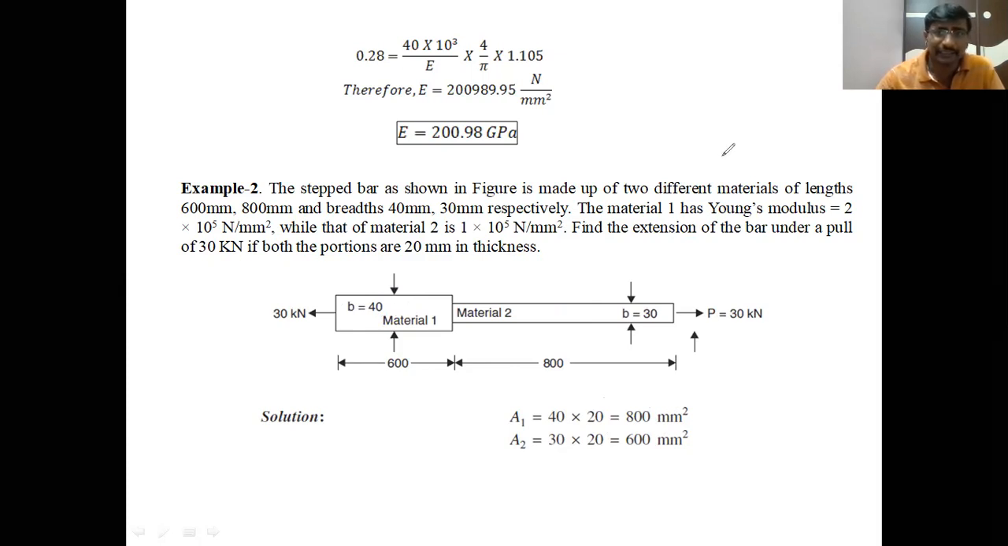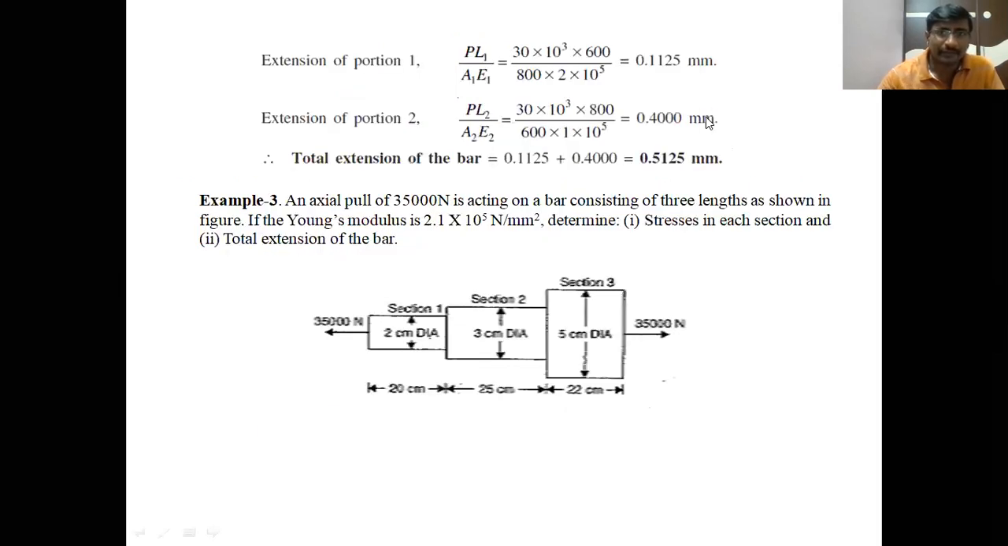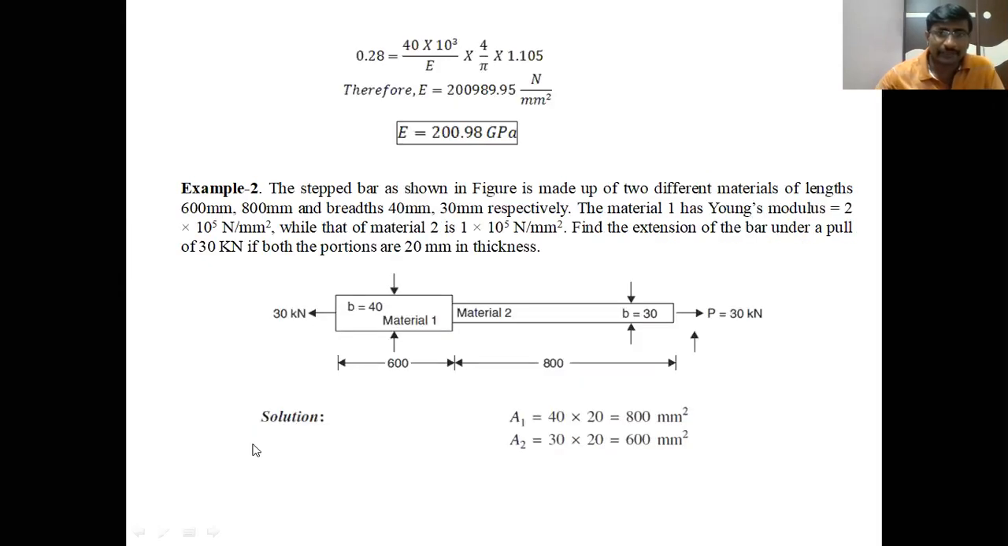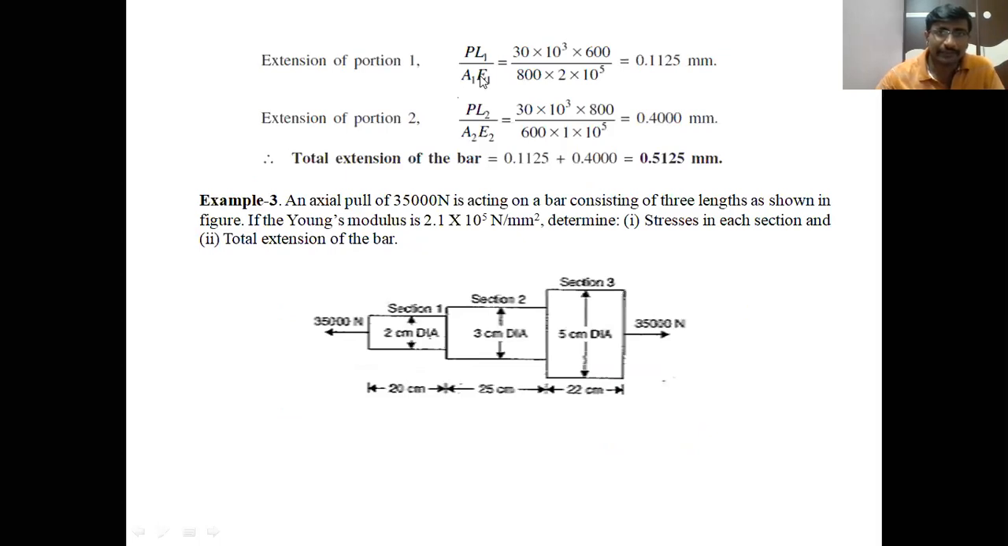After calculating the areas, the extension of the first portion, that is the 600 mm length rod, can be calculated by the basic formula PL by AE. That is the first member. We can write it as PL1 by A1 E1, because P is constant. The load P applied on each material is the same, that is 30 kilonewtons. So PL1 by A1 E1 is the extension of the first member, and PL2 by A2 E2 is the extension of the second member.